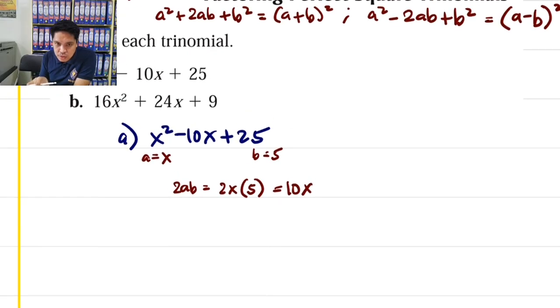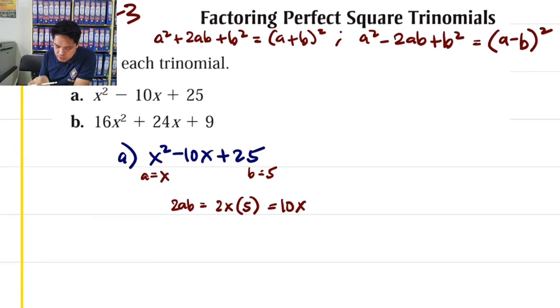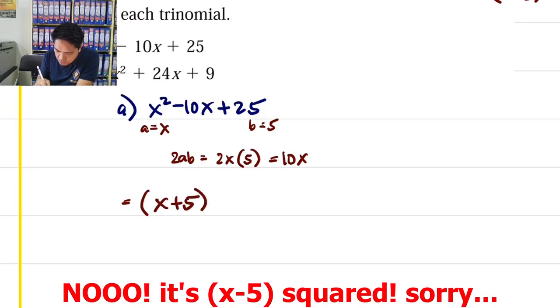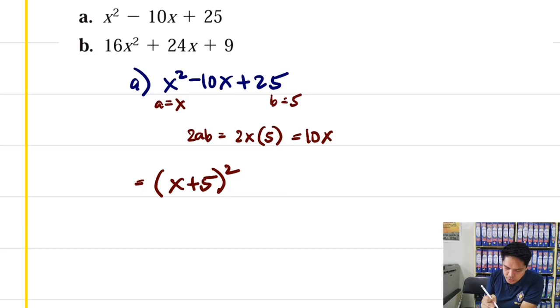So kung masanay na kayo, mas mabilis na. Isang tingin na lang yan. Hindi na masyado complicated. Okay? So therefore, this is factorable into x plus 5 squared. How about letter B?